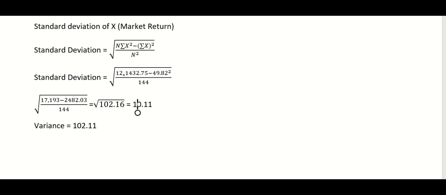So this is the standard deviation. So here the variance is this 102.16 only. Either you can square 10.11 or you can just write 102.16. It will be the same thing. So here the variance we have obtained is 102.11.